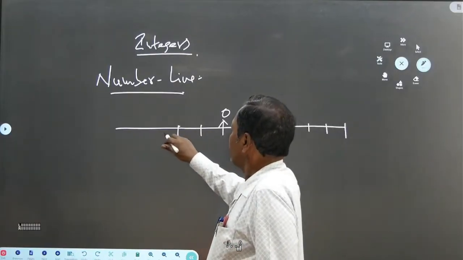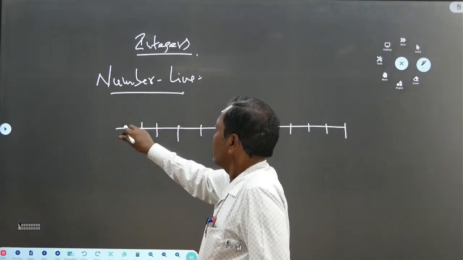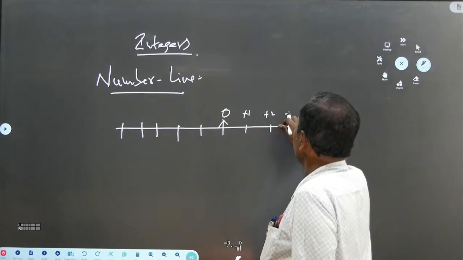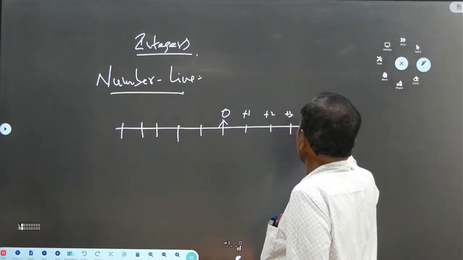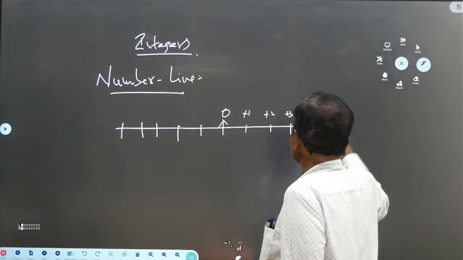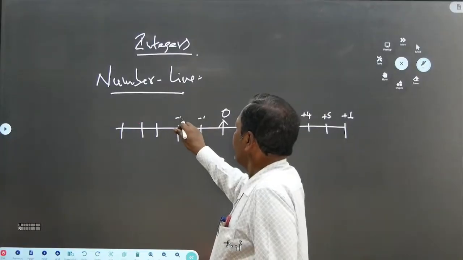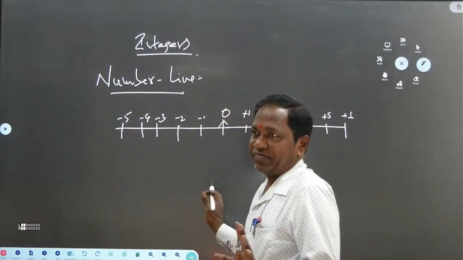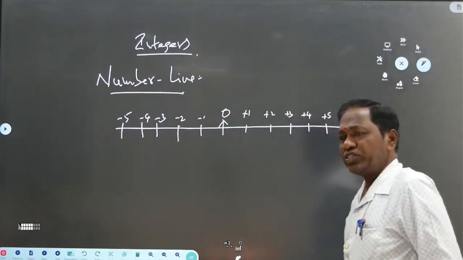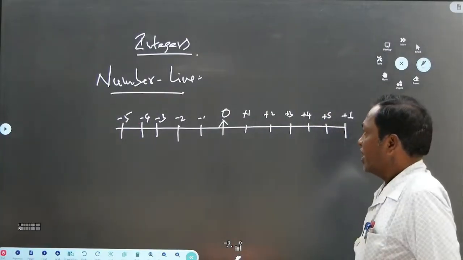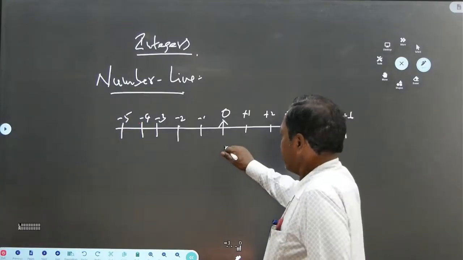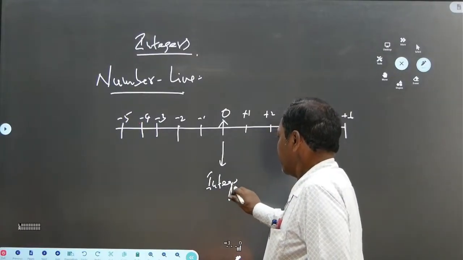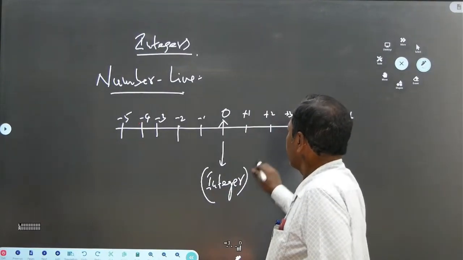1, 2, 3, 4, 5. So this is plus 1, plus 2, plus 3, plus 4, plus 5, plus 6. Here, minus 1, minus 2, minus 3, minus 4. This is enough. Questions we'll see later. And see, this is an integer.